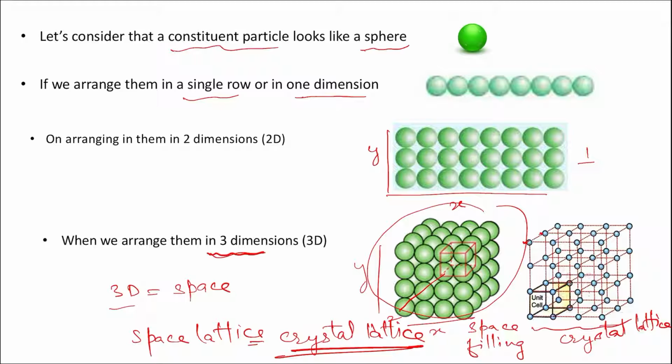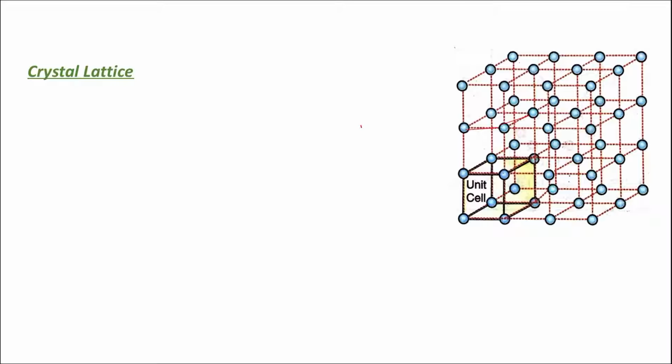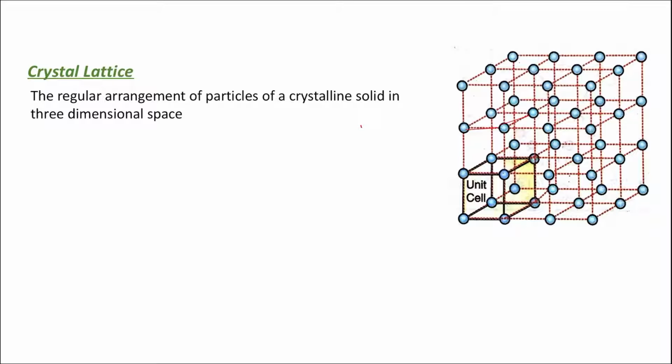Fine. So by now you must have understood what is the meaning of three dimensions, what is the meaning of space, and how the constituent particles are arranged in space to form the space lattice. So next is the definition of the space lattice. This is the regular arrangement of the particles of any crystalline solid in three-dimensional space.